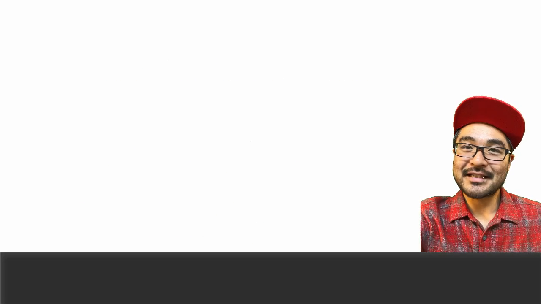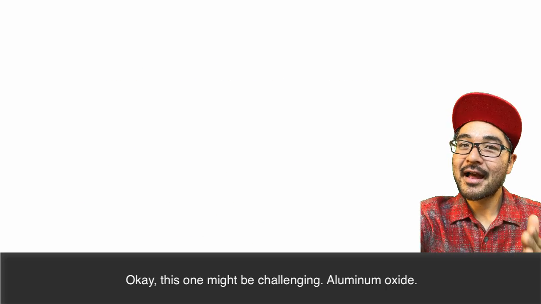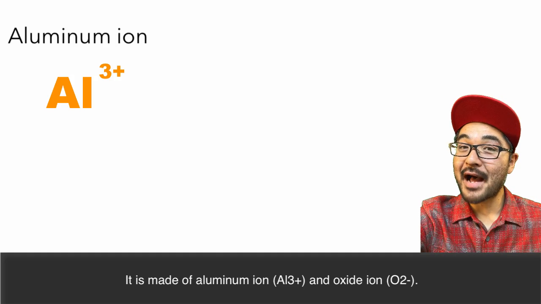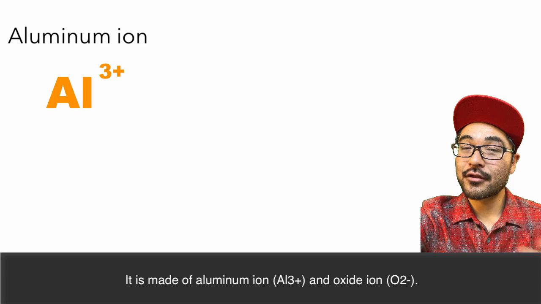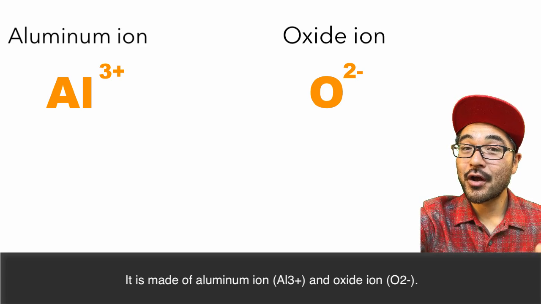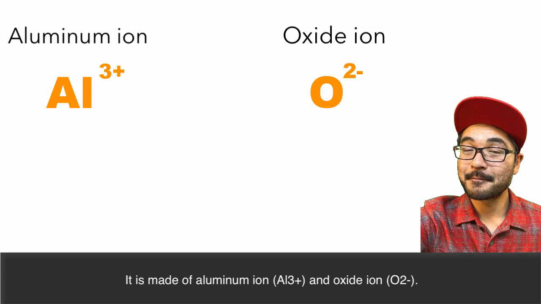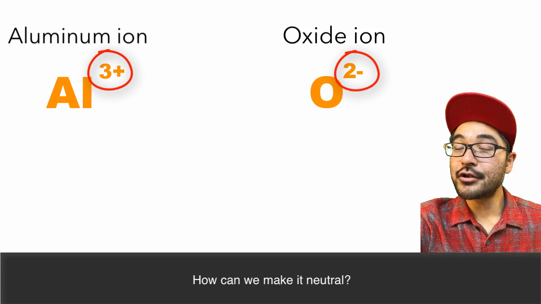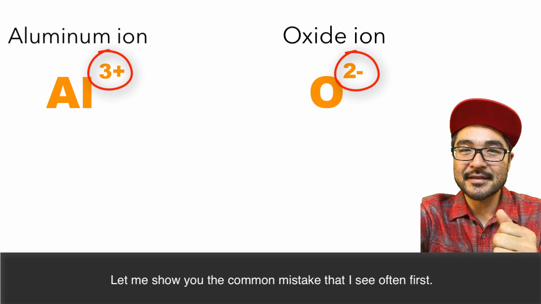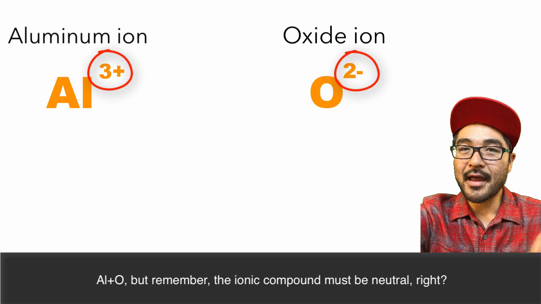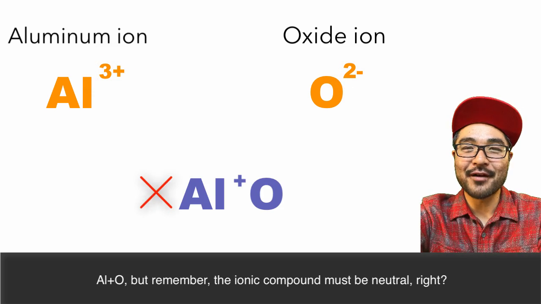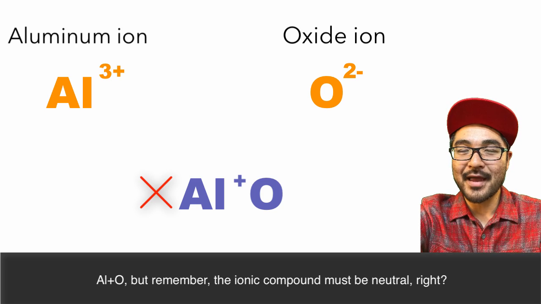Okay, this one might be challenging. Aluminum oxide. It is made of aluminum ion Al3+, and oxide ion O2-. How can we make it neutral? Let me show you the common mistake that I see often first. Al plus O. But remember, the ionic compound must be neutral, right?